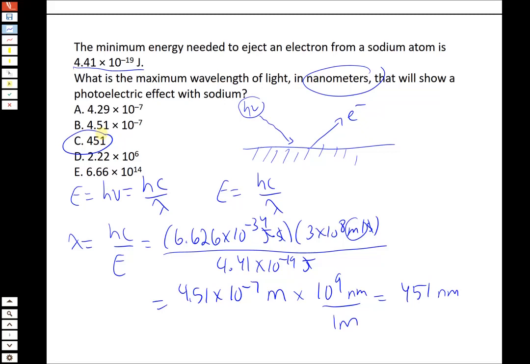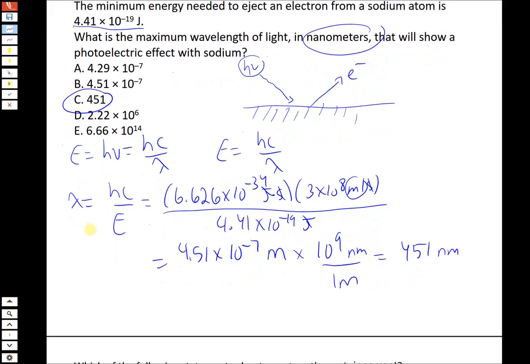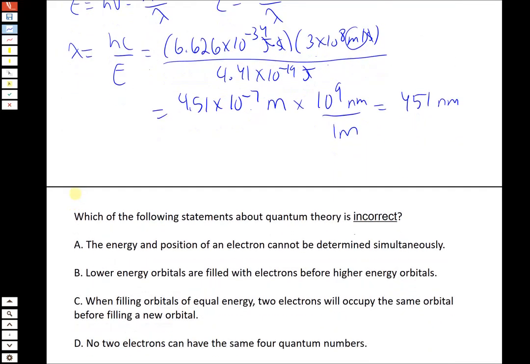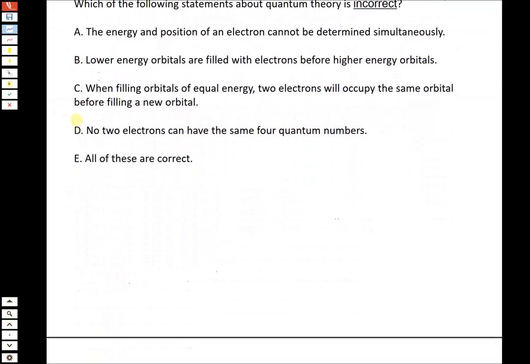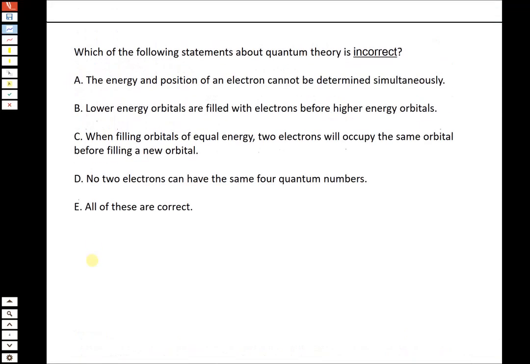So again, this was a veiled question dealing with just the equation for the energy of a photon. It wasn't stated directly in that way, but it sort of relates to the photoelectric effect. But the math we're doing is just using that same equation. All right. And then the next one I'll go through here before we get into the Bohr model, which is what we'll cover for most of this review.